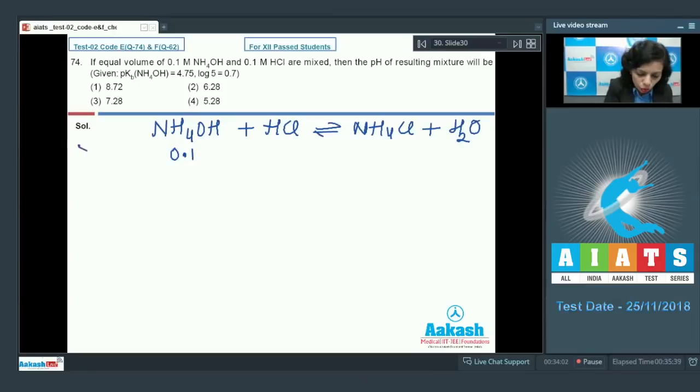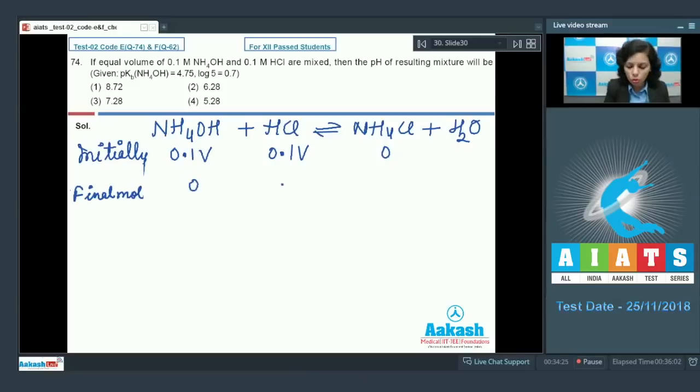So definitely the moles which are present initially of this ammonium hydroxide is 0.1 V. Further, for HCl, the same moles would be there, 0.1 V, because equal volume is taken, and this is 0. Now, in the final moles, the moles of ammonium hydroxide become 0, moles of HCl become 0, but if we talk about ammonium chloride, its moles would be 0.1 V.